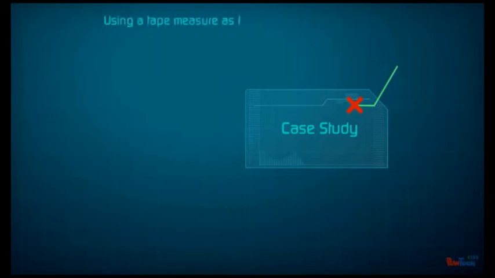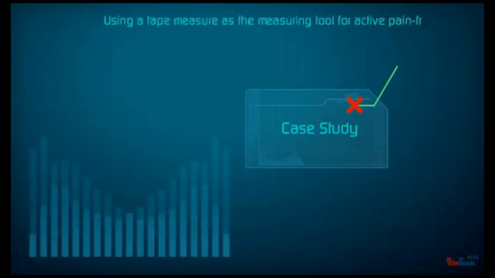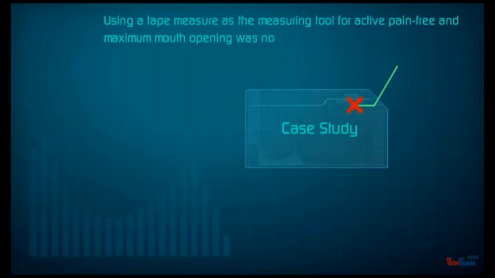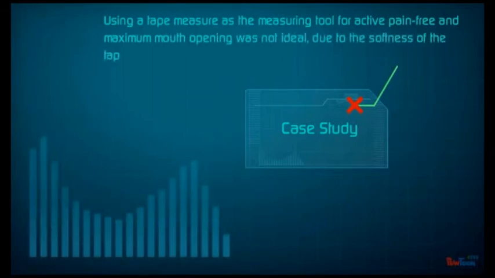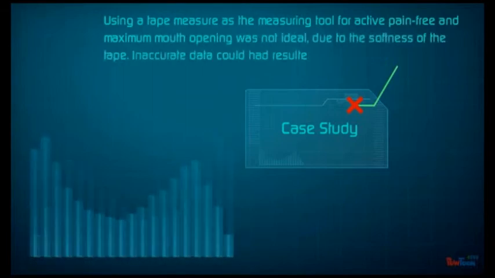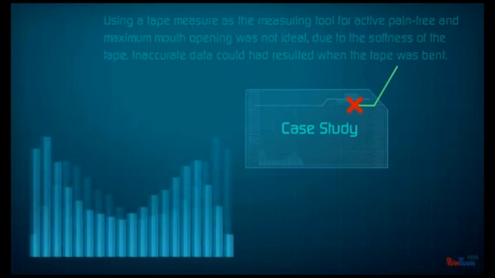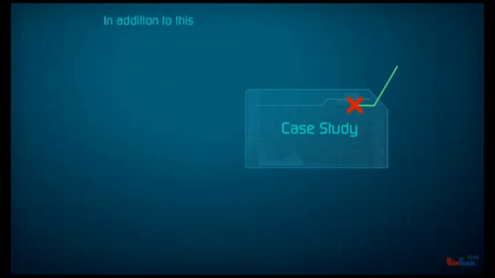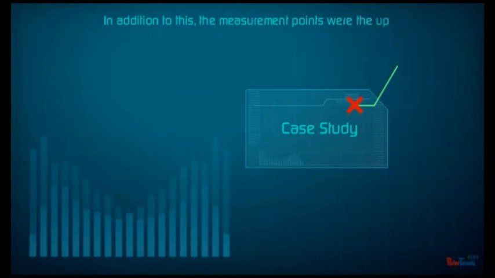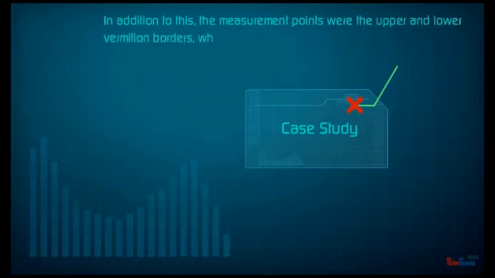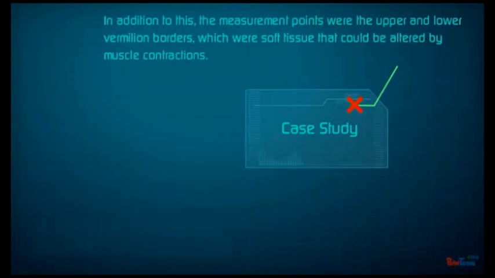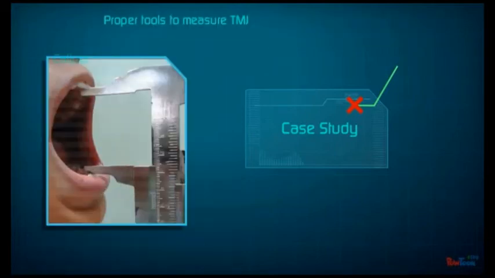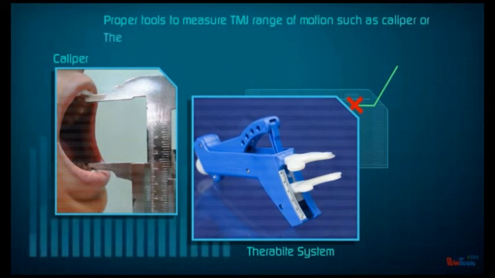Using a tape measure as the measuring tool for active pain-free and maximum mouth opening was not ideal, due to the softness of the tape. Inaccurate data could have resulted when the tape was bent. In addition to this, the measurement points were the upper and lower mucogingival borders, which were soft tissue that could be altered by muscle contractions. Proper tools to measure TMJ range of motion such as a caliper or the TheraBite system is recommended for similar future research.